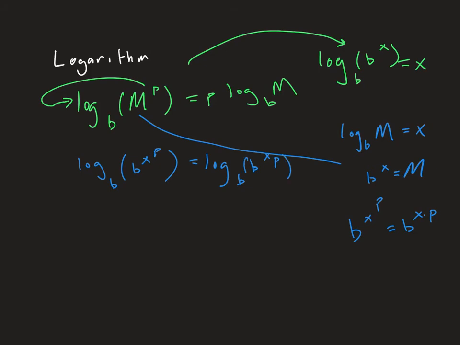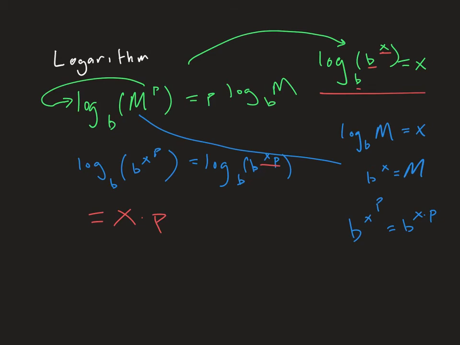So now what can we do? Well, now we can use that property that's pretty simple up here. It's just when you have b as the base and b as the base of the exponent inside of the log, like here, it just equals the power of b inside of the log. So in that case, it's xp. So this just equals x times p.